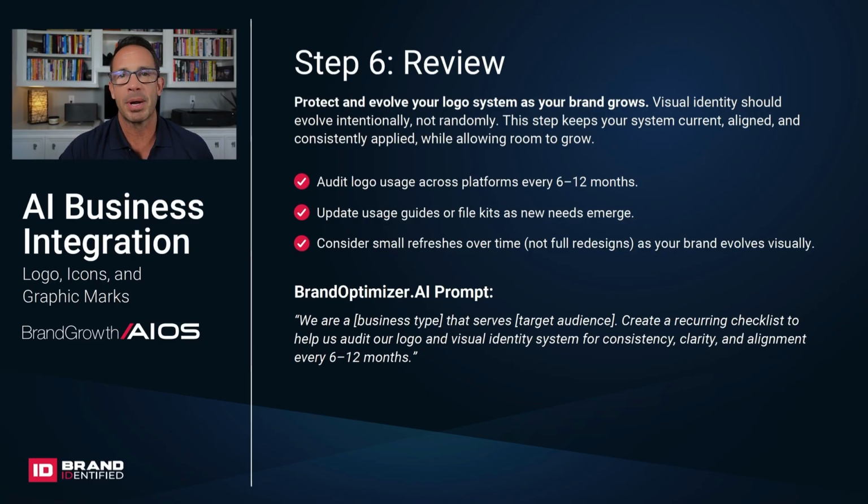And then finally, step number 6 is to review. Protect or evolve your logo system as your brand grows. Visual identity should evolve intentionally, not randomly. This step keeps your system current, aligned, and consistently applied while allowing room for your business and your brand to grow. So audit your logo usage across platforms every 6 to 12 months. Update usage guides or file kits as new needs emerge, and consider small refreshes over time.